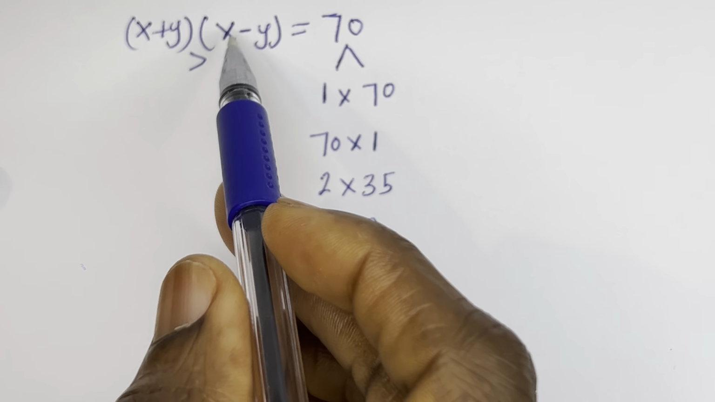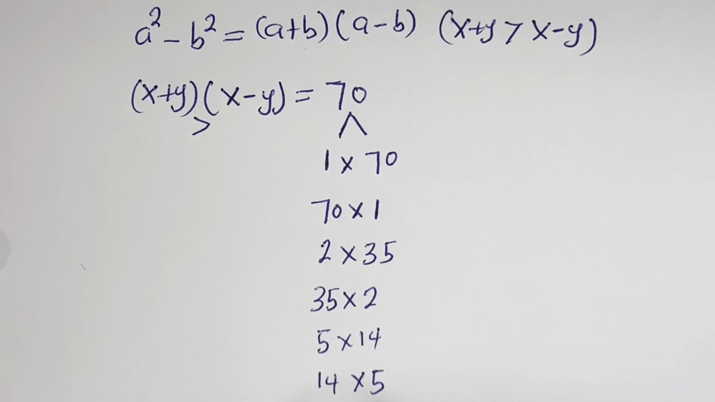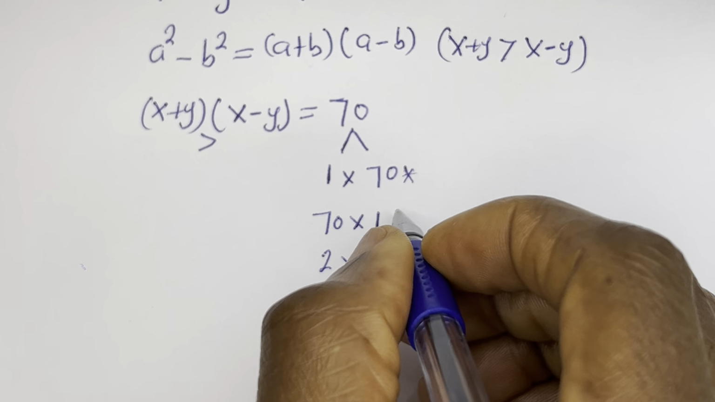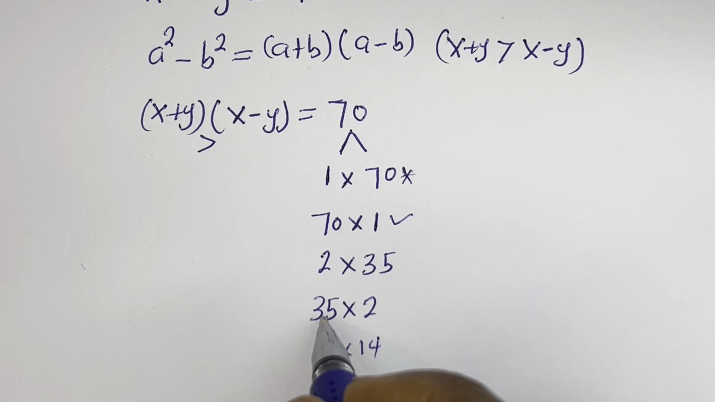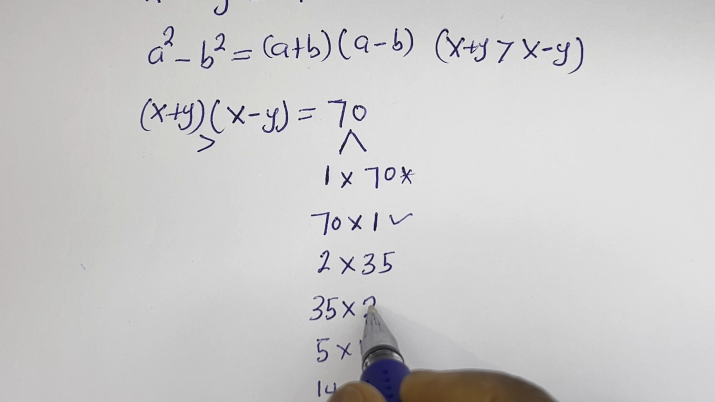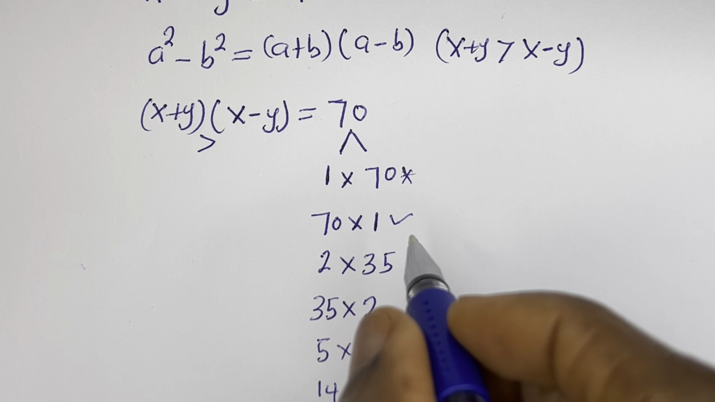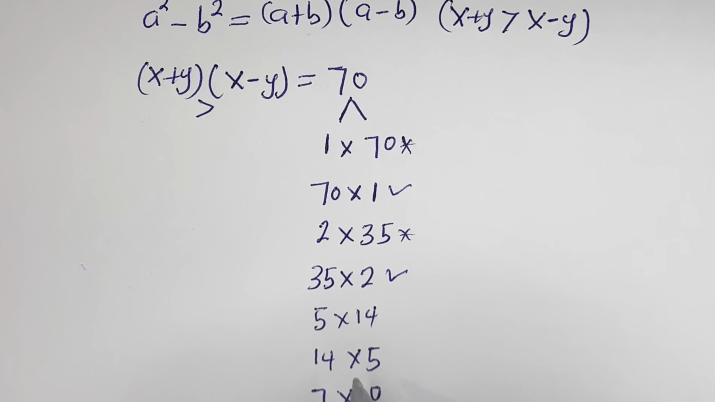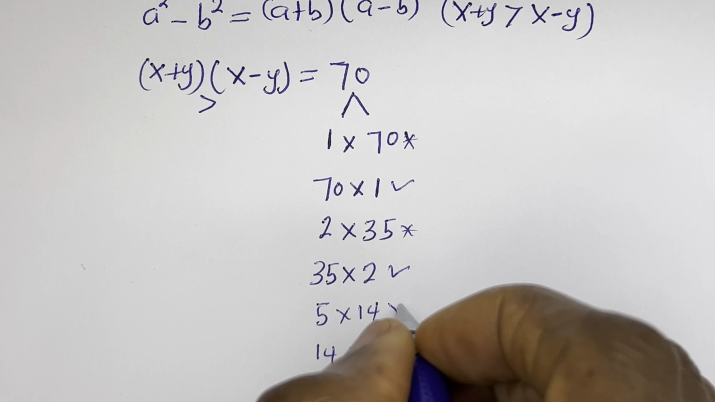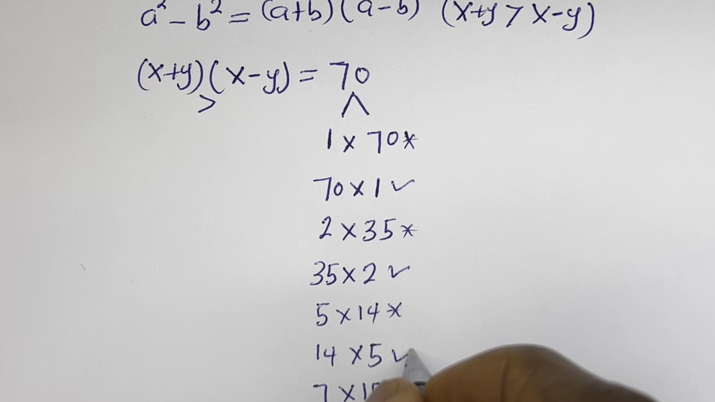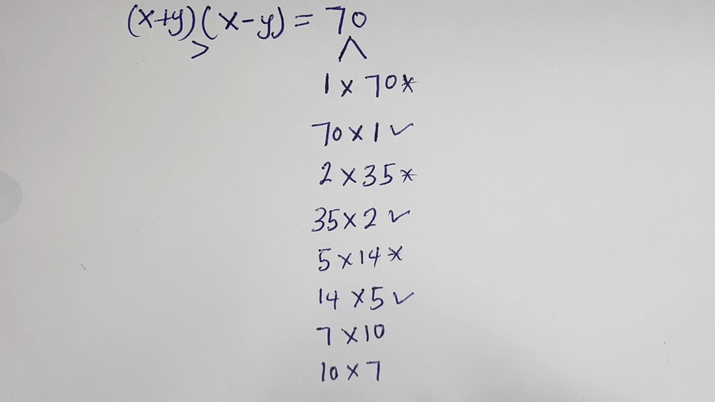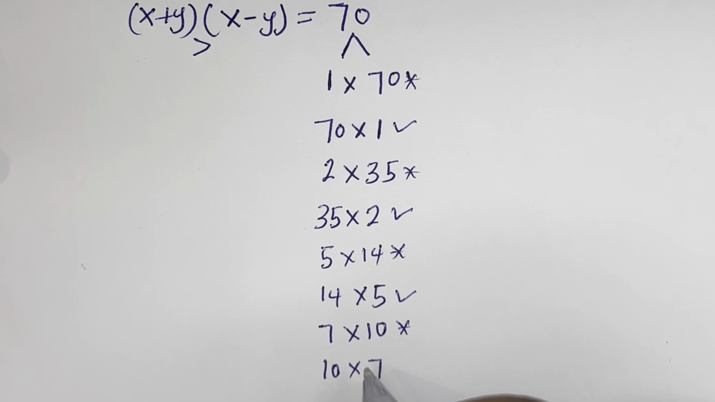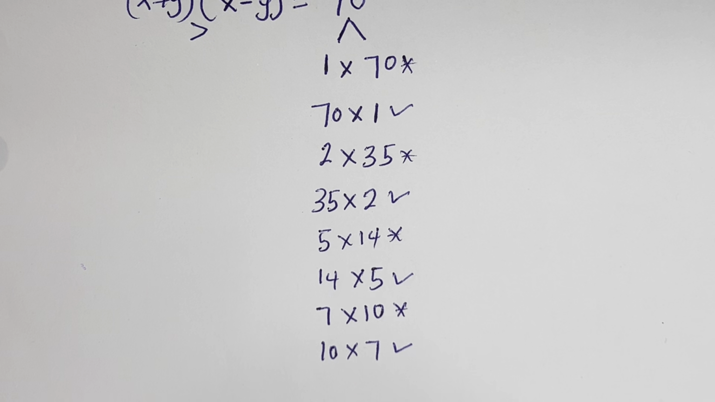But x plus y is greater than x minus y. Here, 1 is less than 70, this is cancelled out. 70 is greater than 1, this is accepted. Here, 2 is less than 35, this is cancelled out. 35 is greater than 2, this is accepted. Here, 5 is less than 14, this is cancelled out. 14 is greater than 5, this is accepted. And here, 7 is less than 10, this is cancelled out. 10 is greater than 7, this is accepted. So we have how many cases?